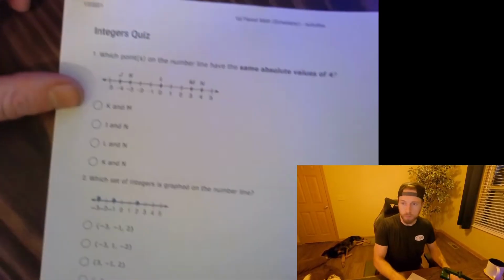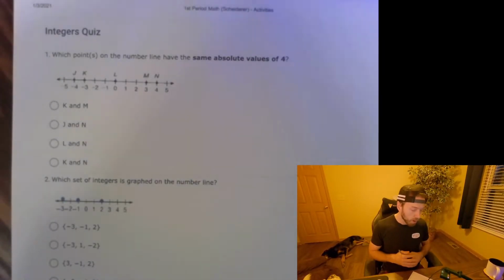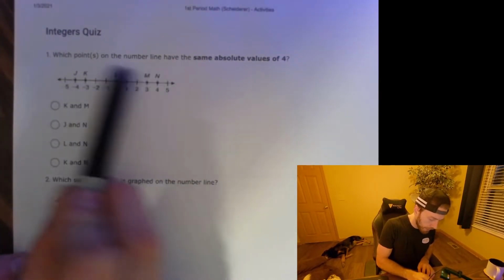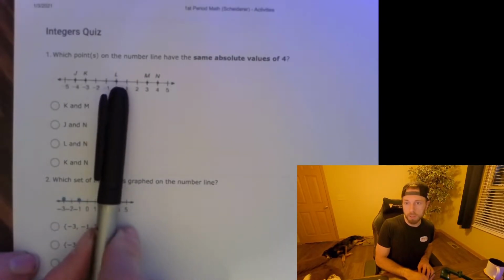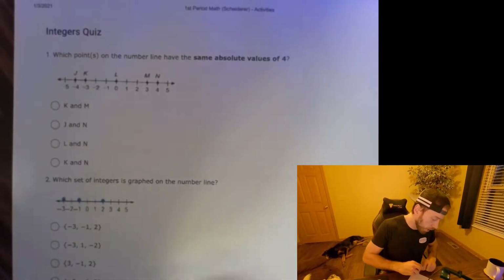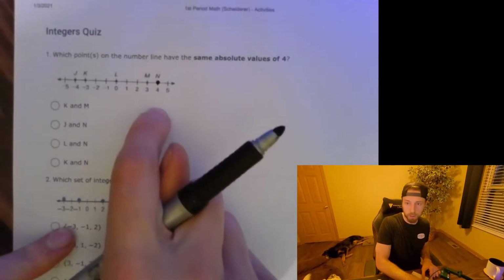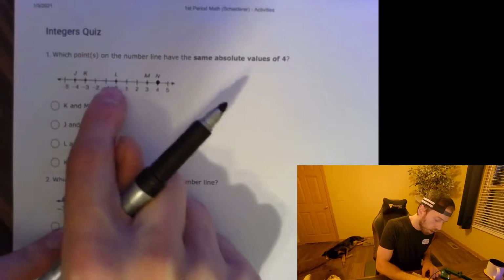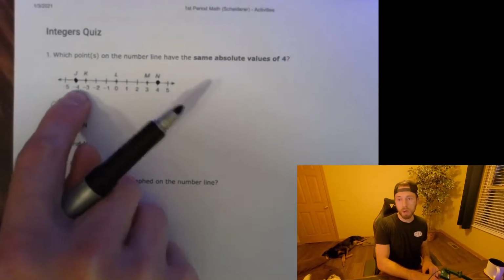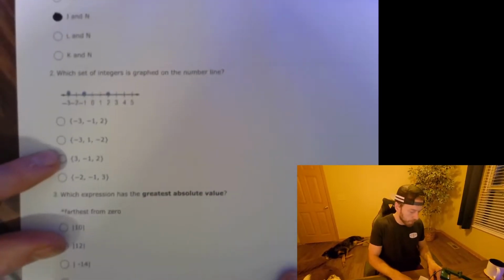Number one, it says, which points on the number line have the same absolute value? The absolute value is distance from zero. So we're looking for any letters on here that have the same distance from 0. If it's 4 away from 0, then it has an absolute value of 4. For example, the letter N right here is on number 4, so it is 4 away from 0. Also, even though it's negative, J back here is also 4 away from 0. So remember, absolute value is distance from 0, so we're looking for J and N on number 1.